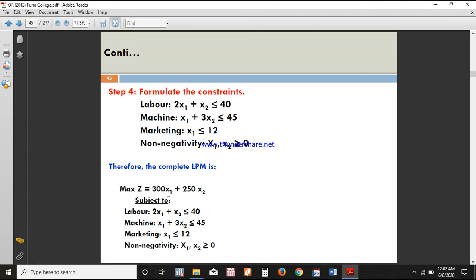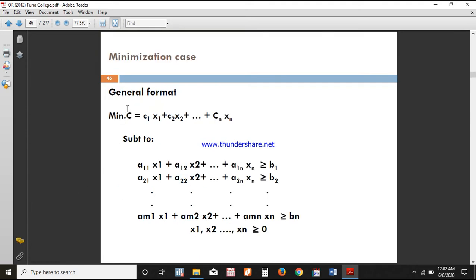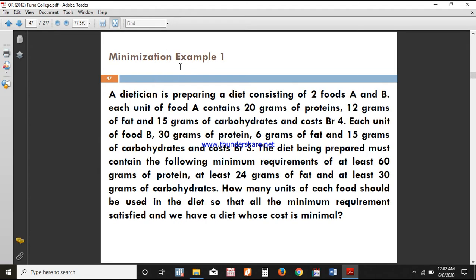Therefore, maximize Z is equal to 300x1 plus 250x2, subject to these constraints. And when we come to the minimization case, let's see the first example, the minimization case.